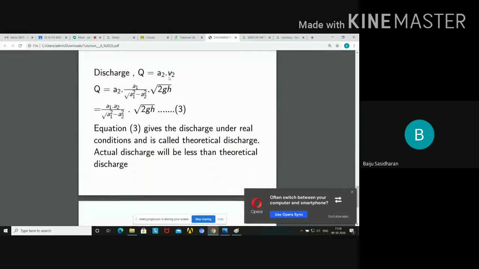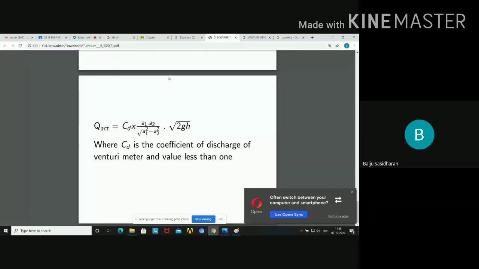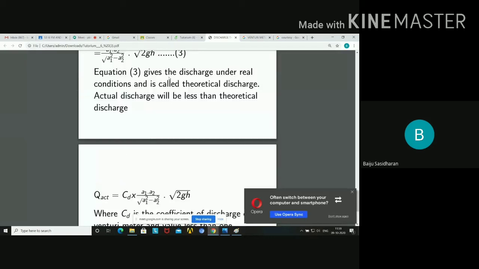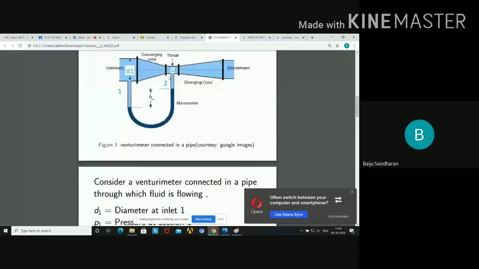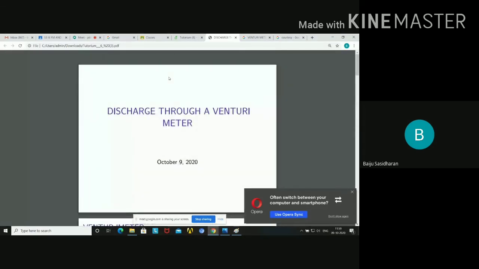Finally, discharge Q is equal to A2 V2, and in that you substitute the value of A2 as well as V2. Q actual is equal to CD into the theoretical discharge, where CD is the coefficient of discharge. It is the ratio between actual discharge and theoretical discharge. These are the concepts regarding the discharge through a venturimeter. I think the concept is clear to you.